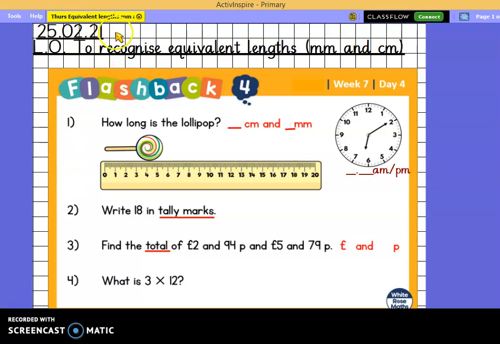Please pause the video and record today's date and learning objective: to recognise equivalent lengths in millimetres and centimetres, and do your flashback 4 in your book, then come back to me. Let's see how you did.